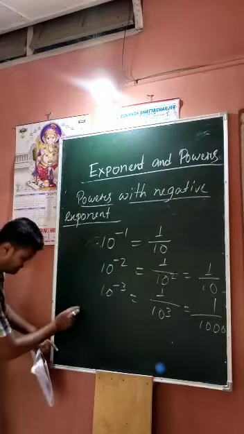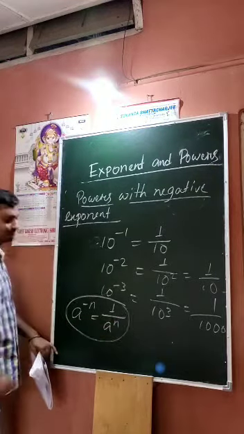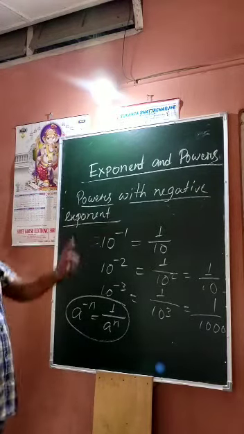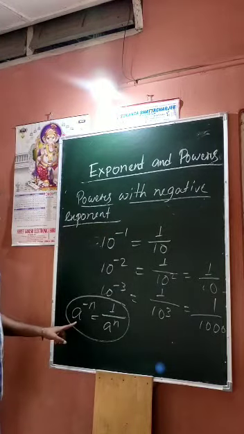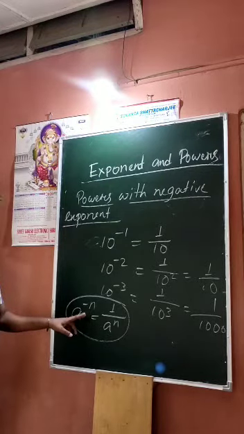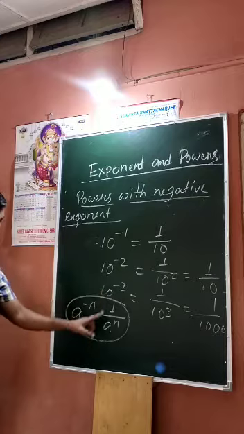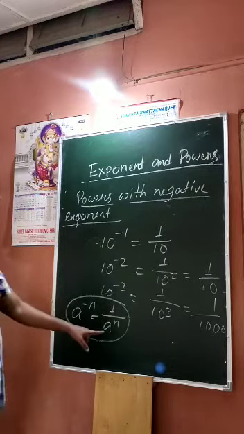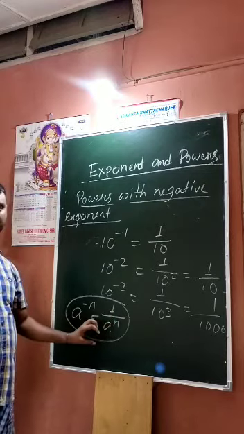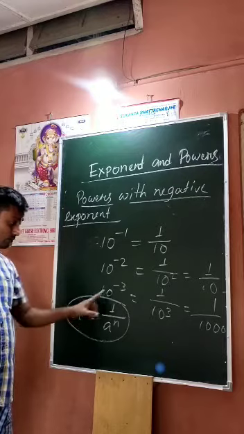Actually, this is the formula: a to the power minus n equals 1 by a to the power n. Later we will discuss the formula, but I am just saying here that in this case base is a and the exponent n is in the form of minus n, that means a negative exponent. Whenever there is a negative exponent, a to the power minus n is equal to 1 by a to the power n. The negative symbol is omitted, and this one goes into the denominator. Don't give the negative symbol again here.